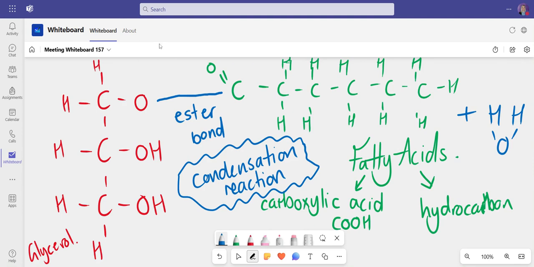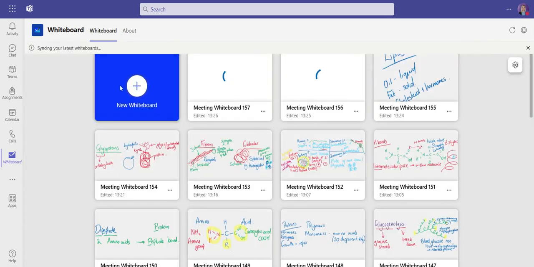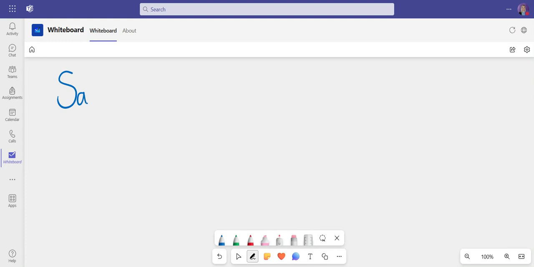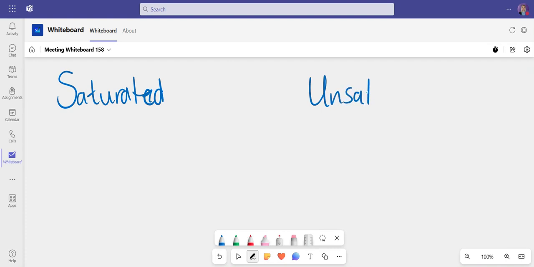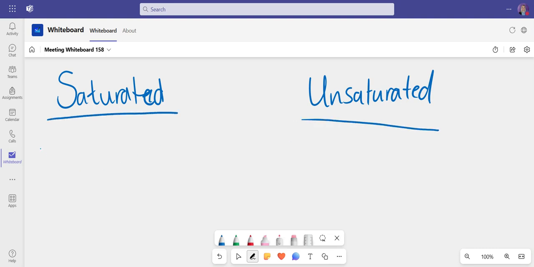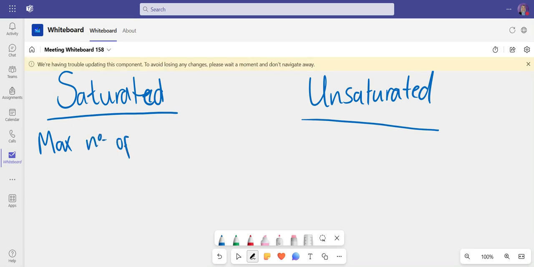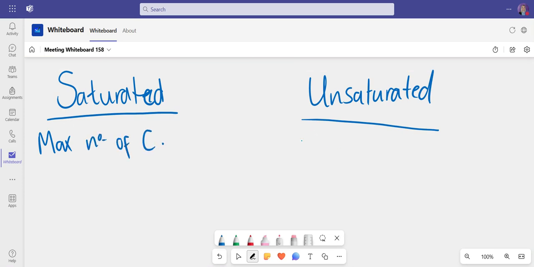A little bit more about these fatty acids. Now, these fatty acids can be called saturated or unsaturated. Now, if they're saturated, that means they've got the maximum number of carbons. They cannot hold any more. Unsaturated actually have space for more carbons. They are not completely full.